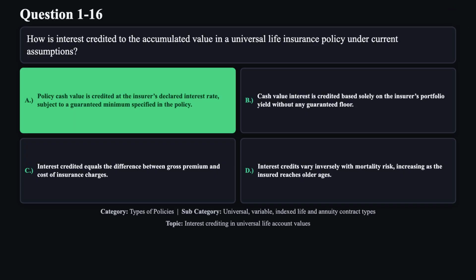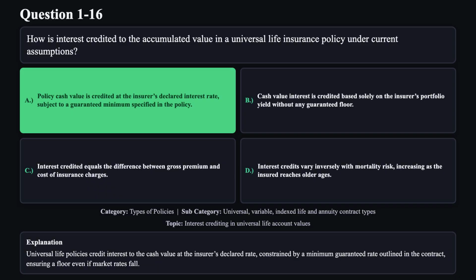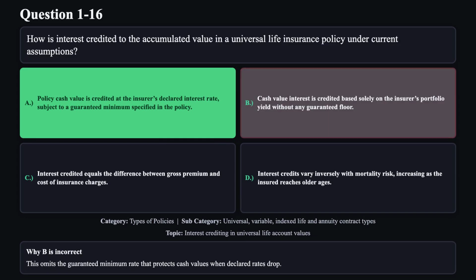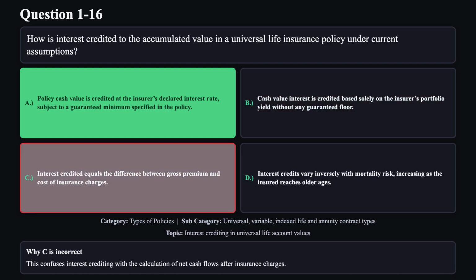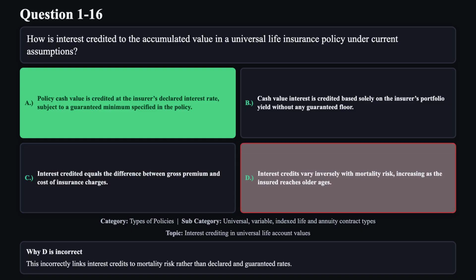The correct answer is A. Universal life policies credit interest to the cash value at the insurer's declared rate, constrained by a minimum guaranteed rate outlined in the contract, ensuring a floor even if market rates fall. Reason B is not correct. This omits the guaranteed minimum rate that protects cash values when declared rates drop. Reason C is not correct. This confuses interest crediting with the calculation of net cash flows after insurance charges. Reason D is not correct. This incorrectly links interest credits to mortality risk rather than declared and guaranteed rates.